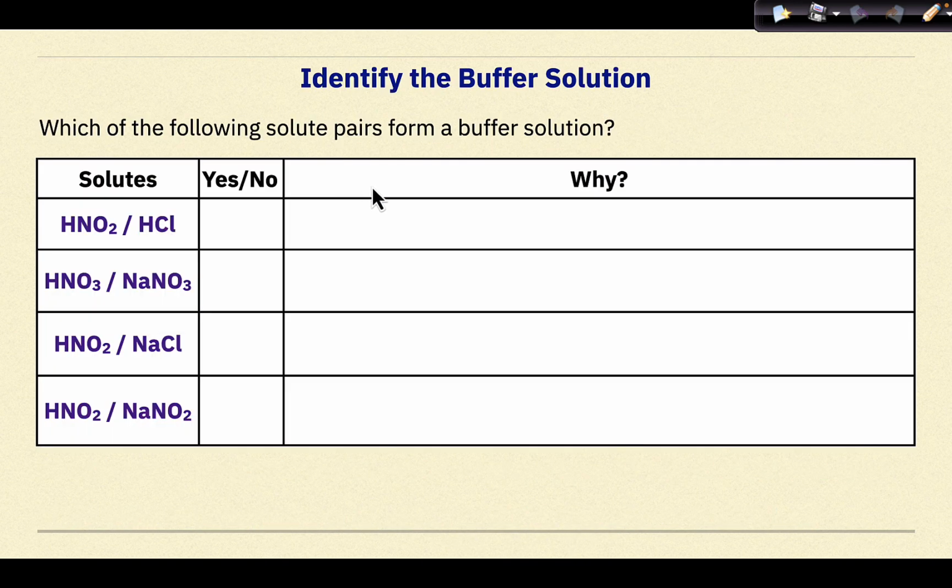Let's do some practice identifying buffer solutions. Which of the following solute pairs form a buffer solution? So our first two solutes are HNO2 and HCl. If you looked at these two solutes and thought, that is not going to form a buffer, you are right. No, that is not a buffer solution. And the reason why is because HNO2 is a weak acid and HCl is a strong acid. In order for this to be a buffer solution, we need a conjugate acid-base pair.